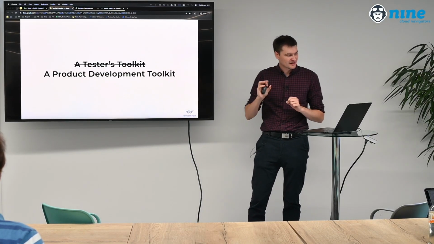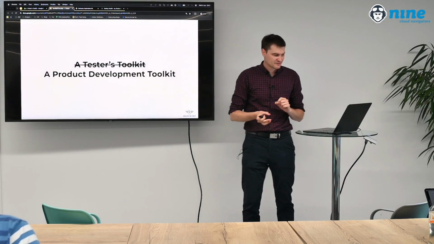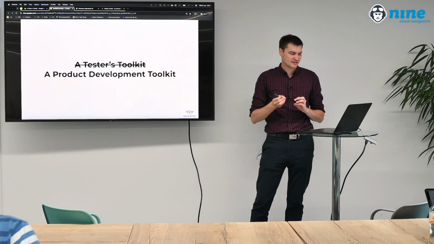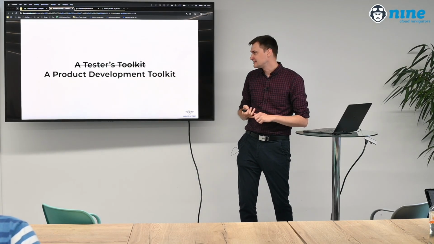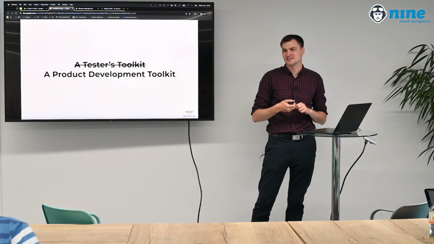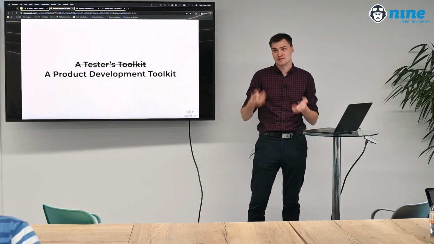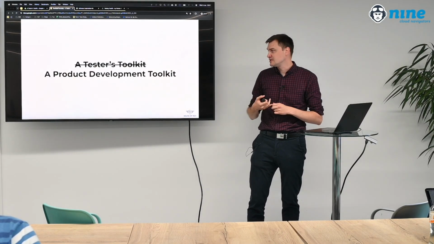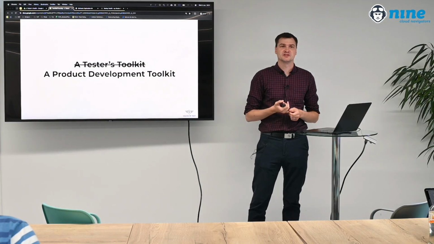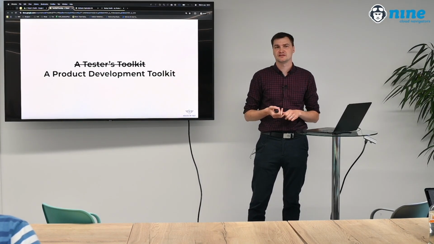And also what I discovered over the years, it's not a tester's toolkit for software testing. I think it's more like a product development toolkit, because it helps in every role. I've also worked in software engineering, I still do, and I still use this toolkit even if I'm not a software tester at the moment.